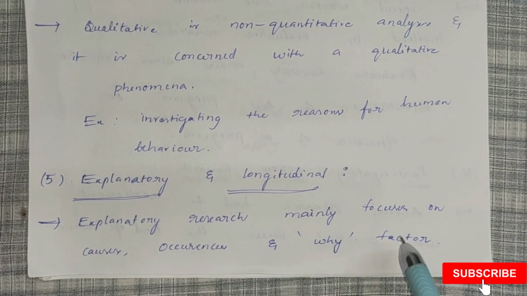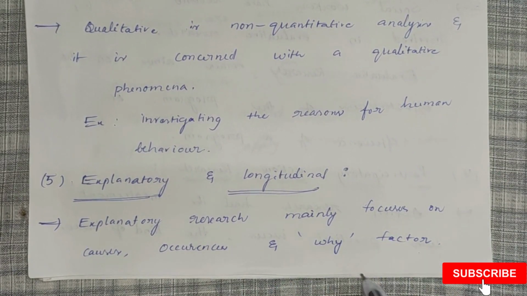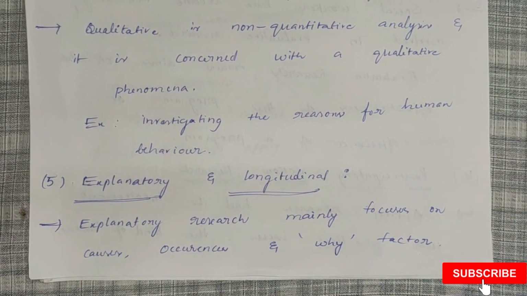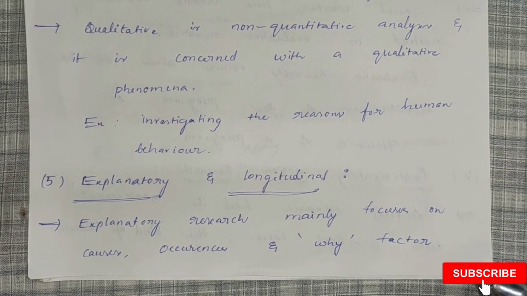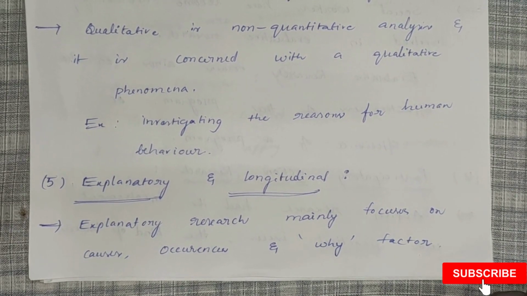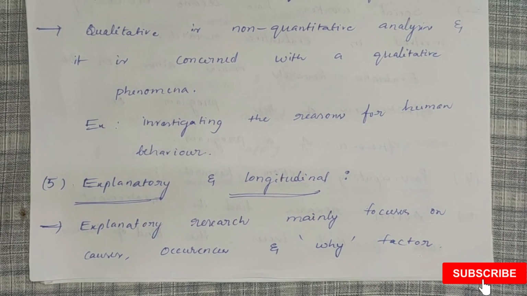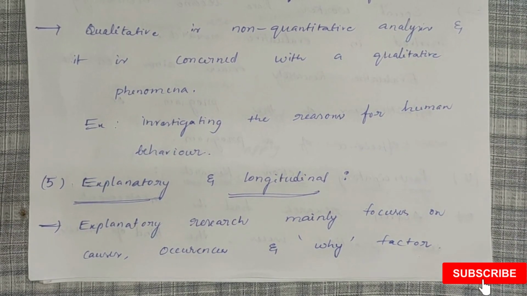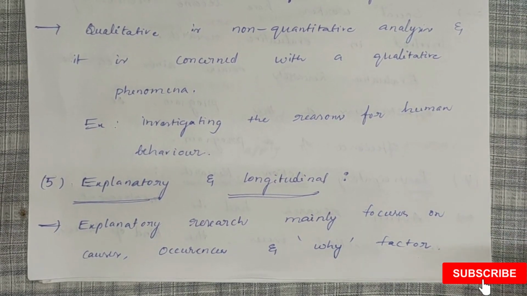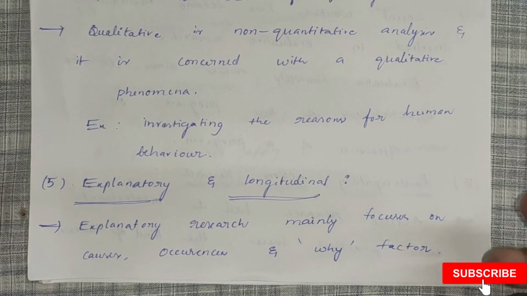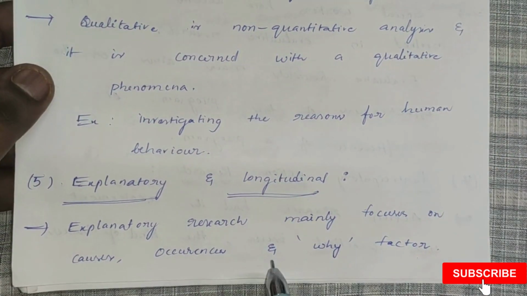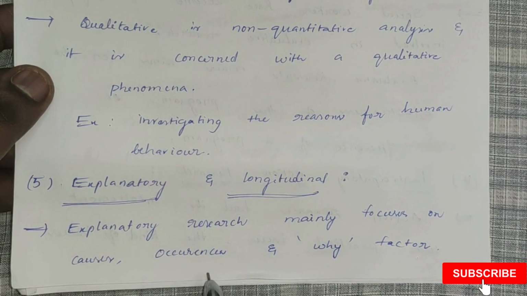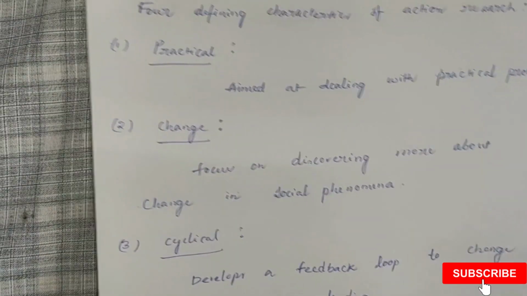And the fifth one is explanatory and longitudinal. Explanatory research mainly focuses on causes, occurrence, and the why factor. Explanatory research means giving an explanation, like why it happened, what is the cause, why it occurred.